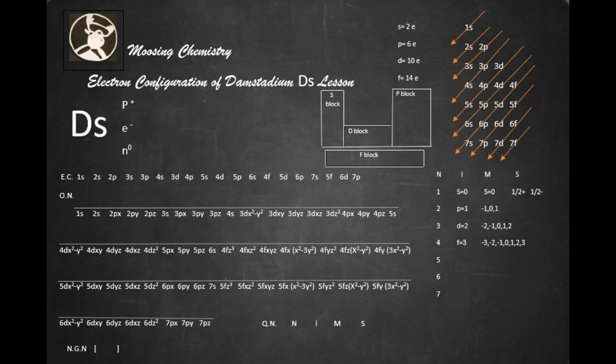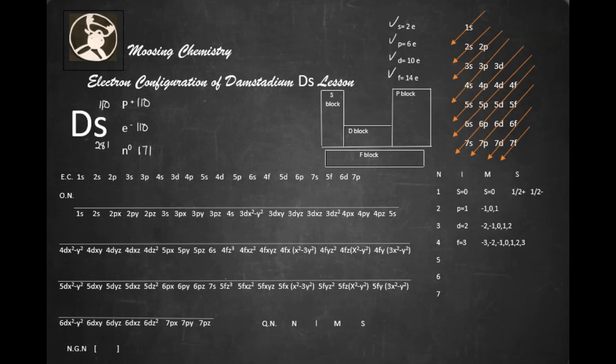This is the electron configuration of Darmstadtium, Ds. All right, let's go ahead and do this. It has an atomic number of 110, and its atomic mass number, of course, is going to be 281. Since the atomic number is 110, that means we have 110 protons. And since it's electrically neutral, we have 110 electrons. And our neutron count is going to be 281 minus 110. That would give me 171 neutrons.